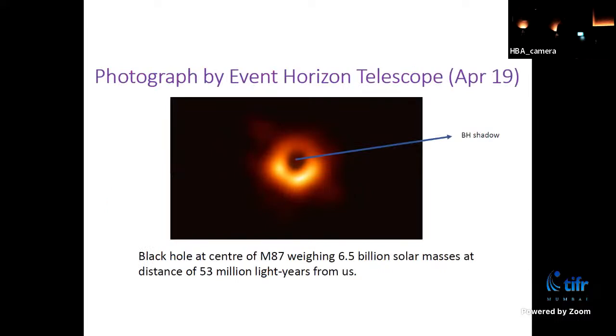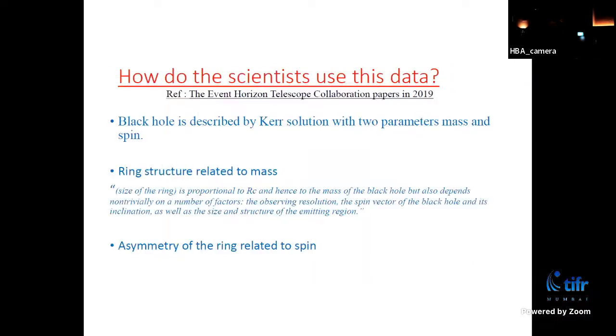Another thing that I would like to mention is the relation between the size of this shadow and the mass of the black hole. Let's say there is some accretion and some matter falls inside the black hole, then the mass of the black hole increases. Along with the increase in the mass, the event horizon of the black hole would also increase, and the size of the black hole shadow would also increase. So the size of this ring, the emission ring, is proportional to the mass. Here I have just written the quote from the paper. It is proportional to the mass of the black hole.